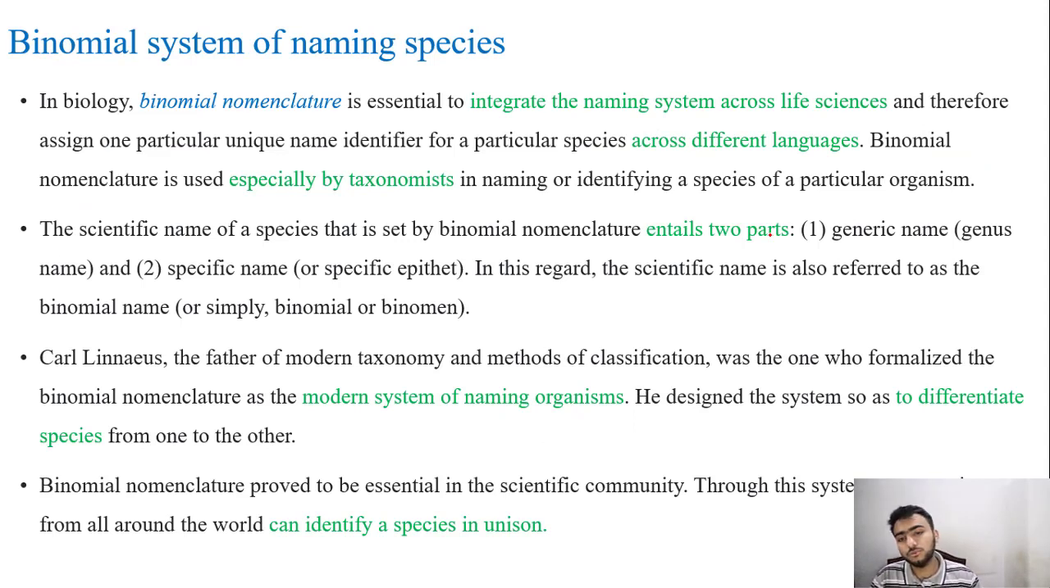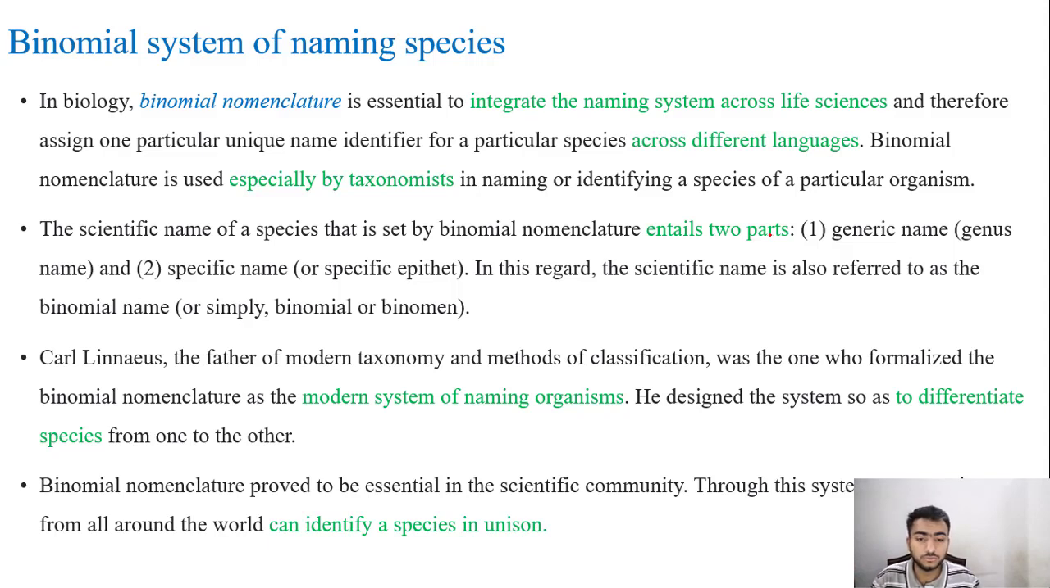Then we are going to look at the binomial system. So what is binomial? Bi means two, nomial means naming system, nomenclature. So it's a two-part naming system, in simple terms. It is essential to integrate the naming system across life sciences. As I said, every day new species or new living organisms are being identified, and it is important that there be set standards for scientists to follow across the world, for people from different languages. So this helps especially taxonomists.